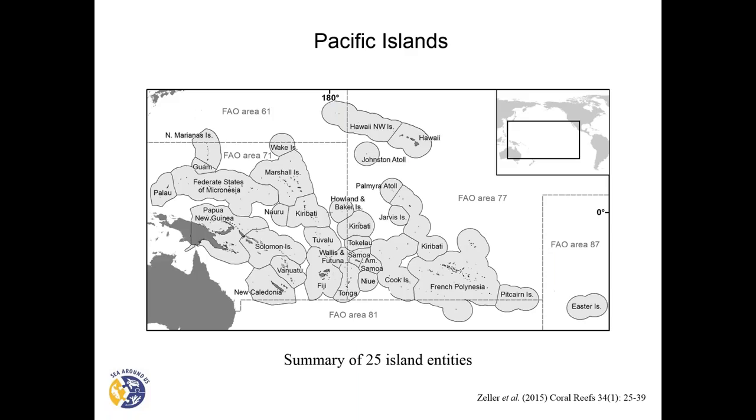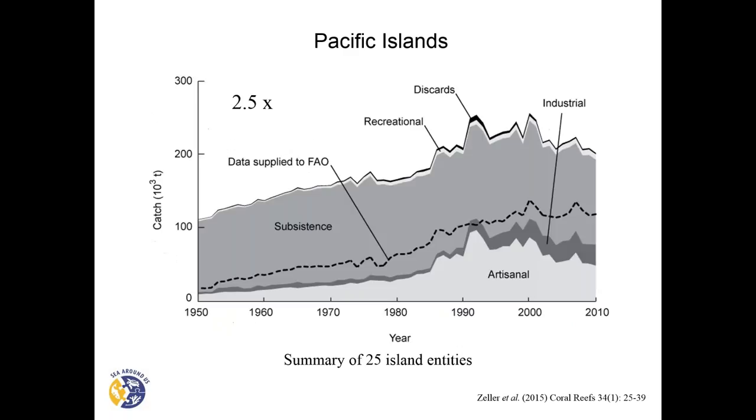Second example, I want to take you into the Pacific. Basically, I want to present a summary for 25 island entities in the Pacific. Some of them are countries, like the Cook Islands or Tonga. Some of them are states, like the state of Hawaii, and others are territories. These 25 countries combined, if you plot up the reconstructed data and you overlay the data all of these countries jointly report to FAO, you again get about 2.5 times higher catch.